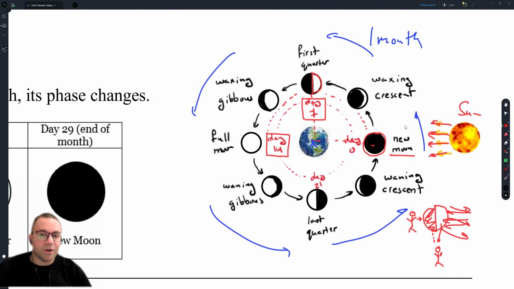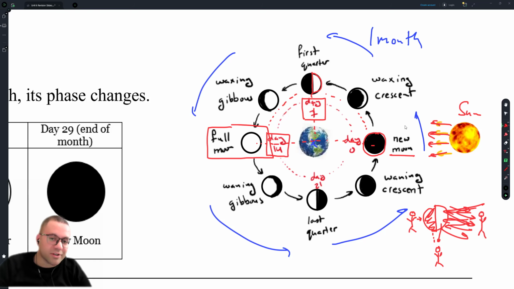Then if you wait for another 7 days and the moon gradually gets brighter and brighter, at day 14, so another quarter of a month away, you end up seeing what we call the full moon, which is when you are technically here. Because all of the sunlight gets to you. Yay, I see a big round bright circle. I don't see the dark side of the moon.